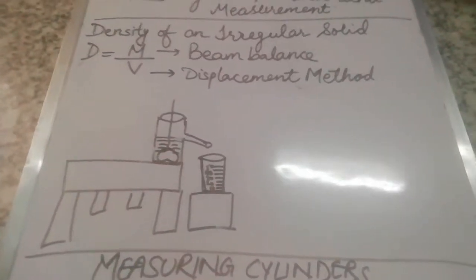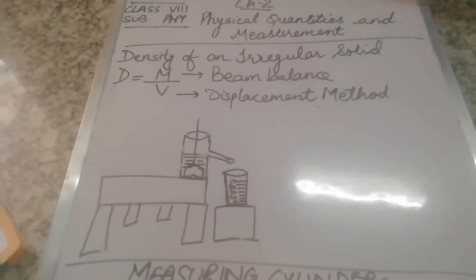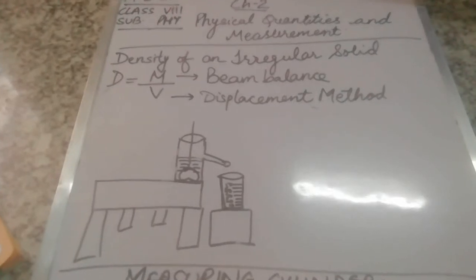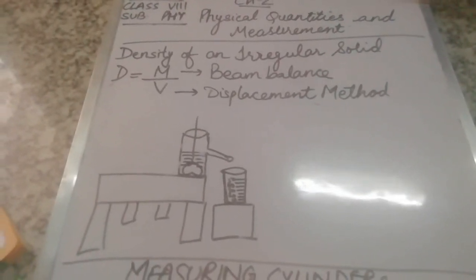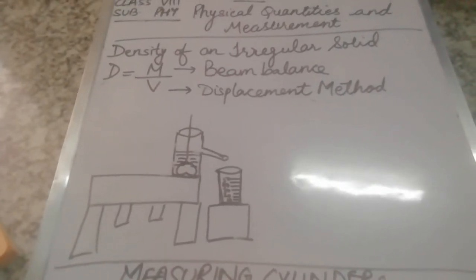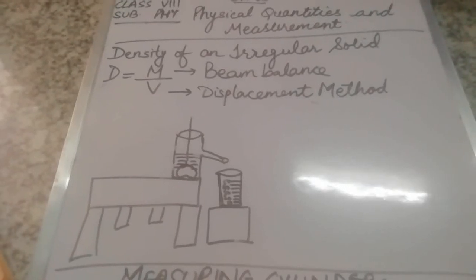So by this method we can find out the volume of an irregular solid, and by substituting the values of mass and the volume we can easily find out the density of an irregular solid. Now the next topic is explained on page number 19 of your book, children.